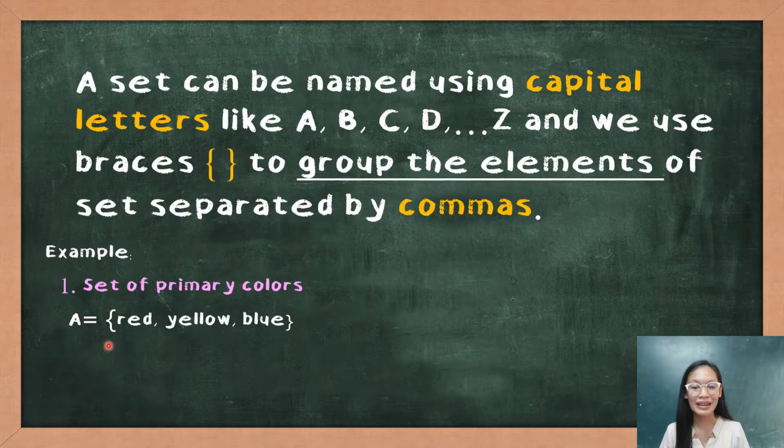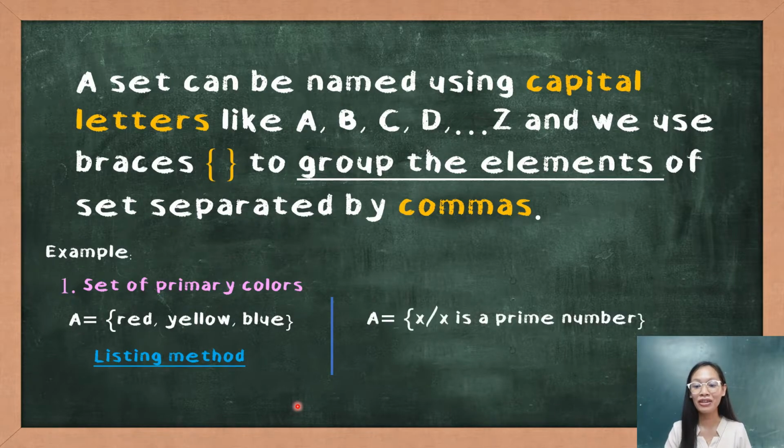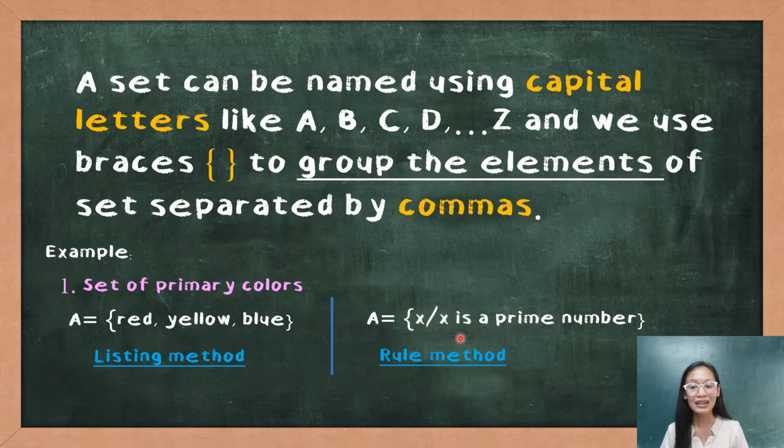Now, A is equal to, put an open and a close brace, then list its elements and separate them by a comma. So the elements are red, yellow, and blue. This method of listing a set is called the listing method. We have another one, and this method is called the rule method, wherein our set A is equal to the set of elements x such that it is a prime number. But the method we will use today is only the listing method.